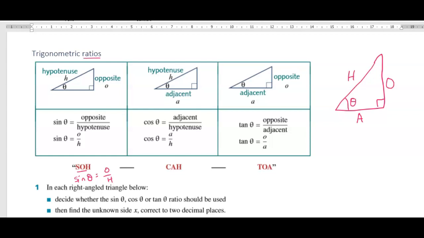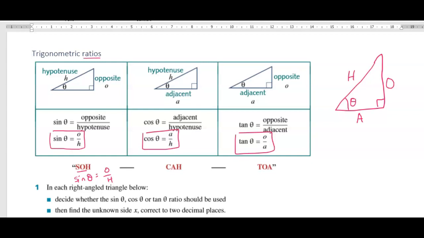So when you think about it, a ratio is just a relationship between two numbers, and that's why it's called a ratio. So the relationship between the opposite and the hypotenuse is equal to sine theta. The relationship between adjacent and hypotenuse is equal to cos theta, and opposite and adjacent, tan theta. So as you can see here, sine theta equals opposite over hypotenuse, cos theta equals adjacent over hypotenuse, and tan theta equals opposite over adjacent. So to remember them, we always say SOHCAHTOA.